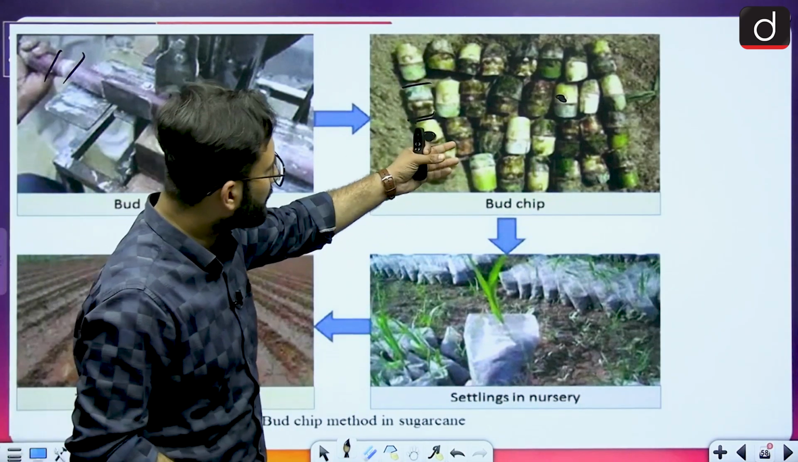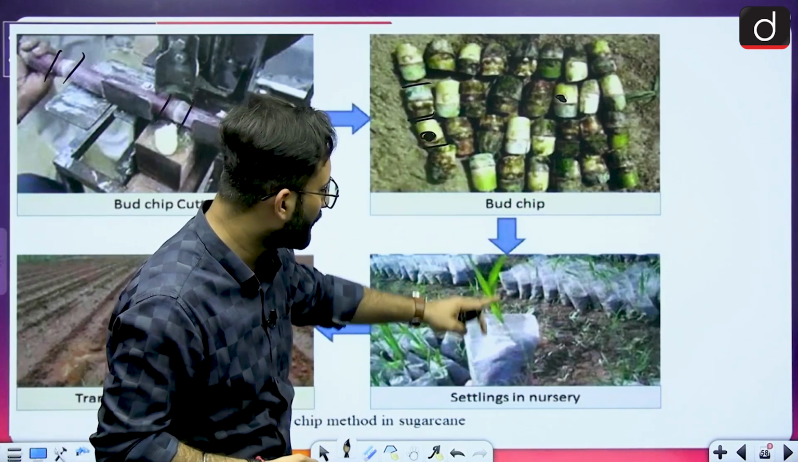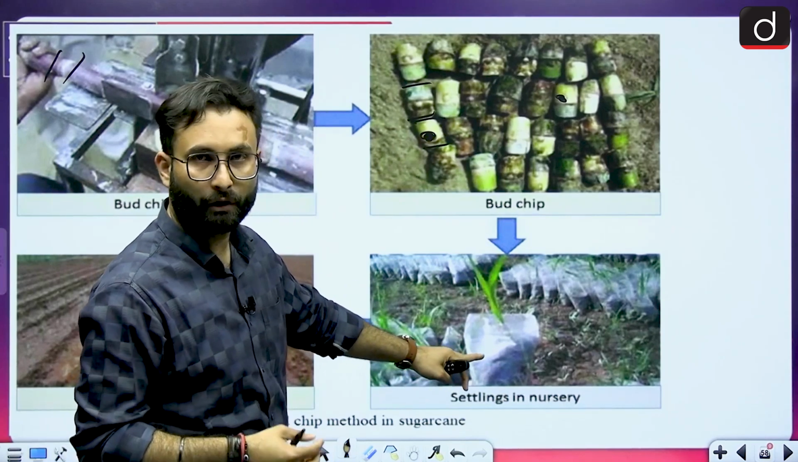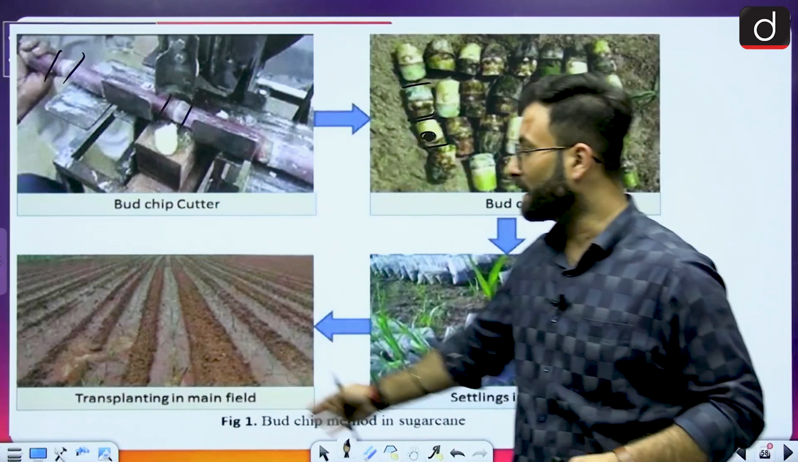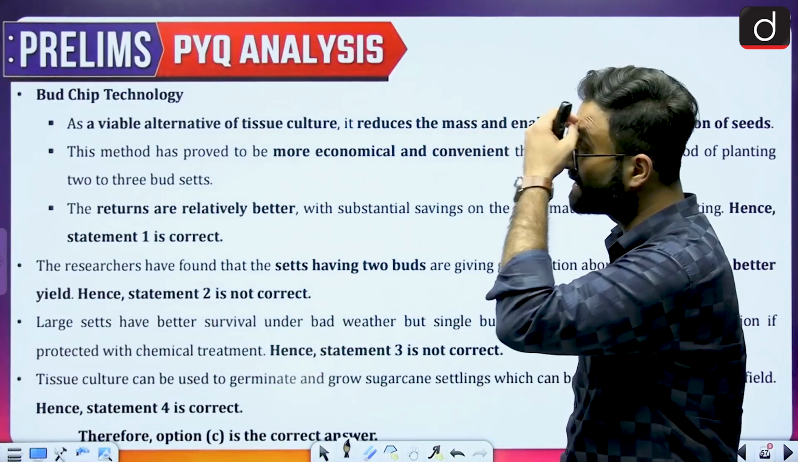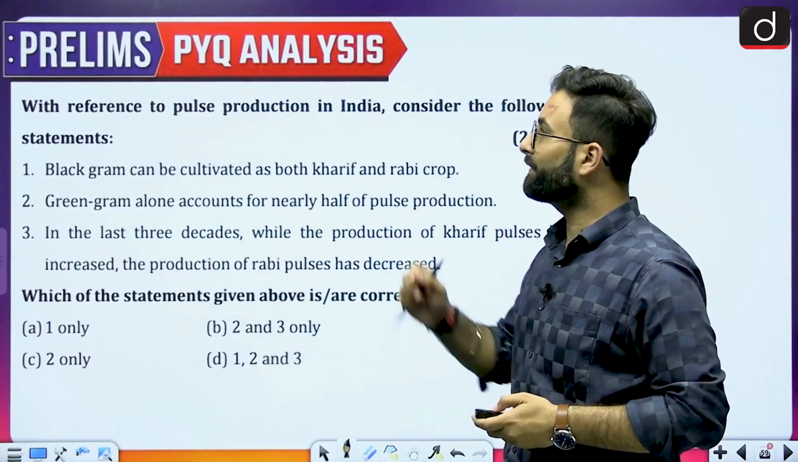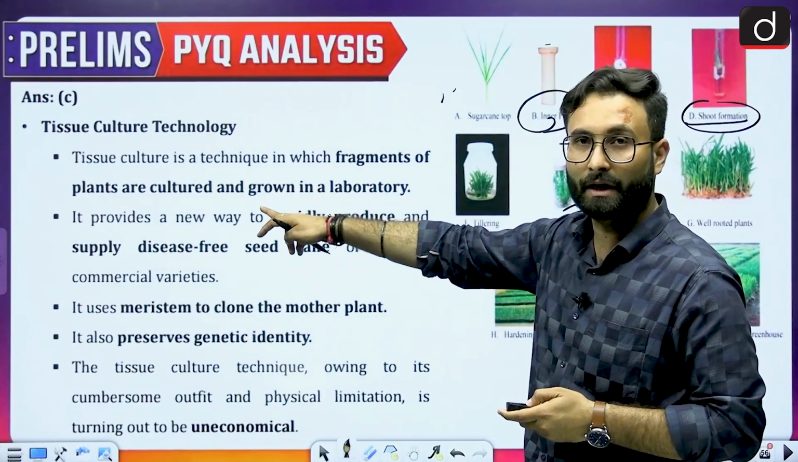Once they have this plant which has started to grow, it will be sent to the nursery, where it will be grown for a period of time. So seedlings will be there in the nursery, and after that they will be transplanted in the field. So that is your bud chip technology, which we have already discussed. Now moving further, with reference to pulses production, again I am telling you sugarcane is kind of a favorite.